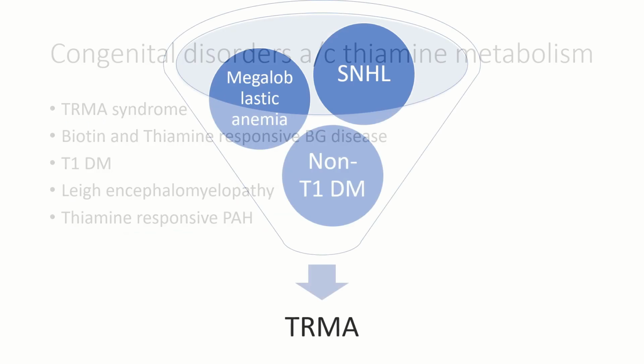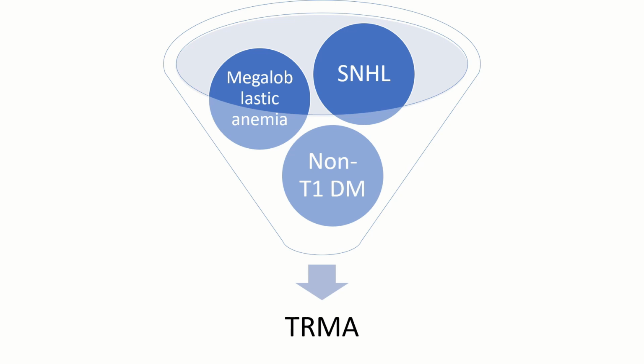First, we'll discuss thiamine-responsive megaloblastic anemia syndrome. It is a triad of megaloblastic anemia, sensorineural hearing loss, and non-type 1 diabetes mellitus. The defect lies in the thiamine transporter called SLC19A2. It is a soluble carrier protein.